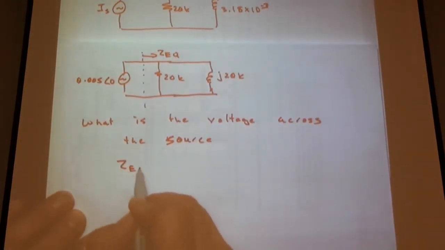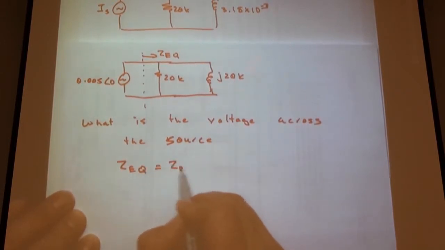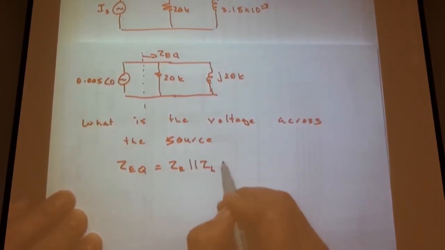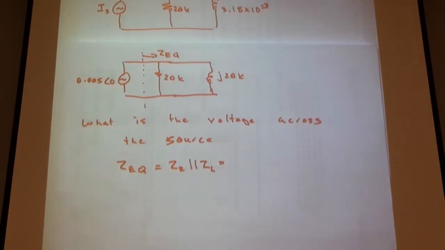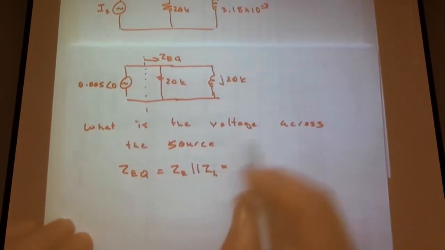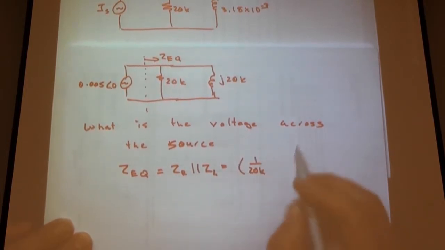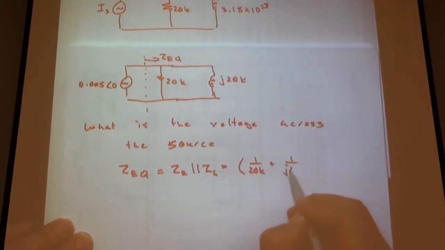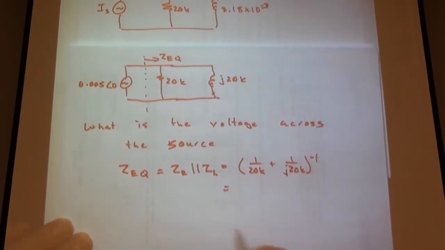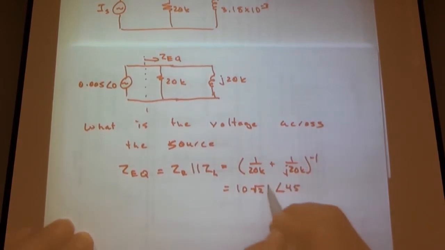Z equivalent here winds up being ZR in parallel with ZL. And so we have (1 over 20K plus 1 over j20K) to the minus 1. And that winds up being something like 10 square root of 2 K, angle 45. And it's that straightforward.